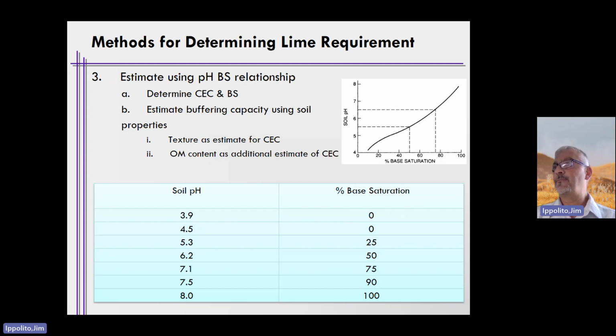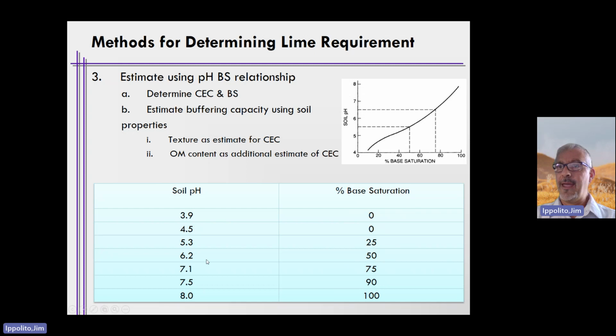I like this figure here up in the top right-hand corner because this tells you, this is rough, but it tells you soil pH as a function of the percent base saturation, or the amount of calcium, magnesium, sodium, and potassium on exchange sites. And so if you're at a pH of 5.5, your base saturation is roughly 50%. And if you want to raise the pH to 6.5, the base saturation is roughly about 70, maybe 70%, 75%.